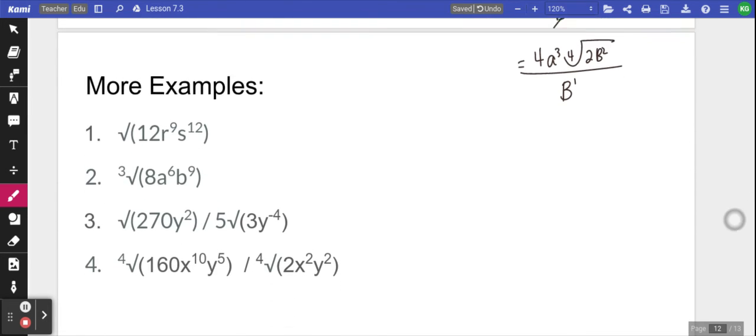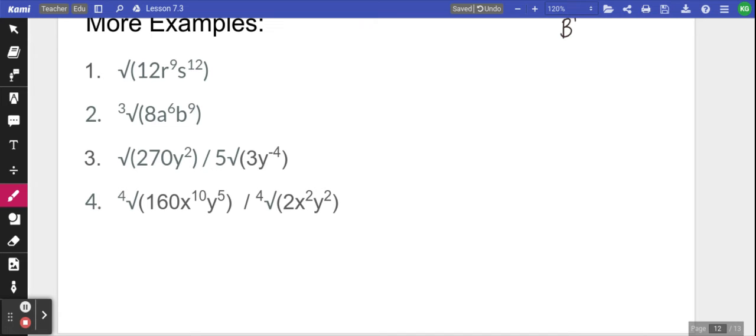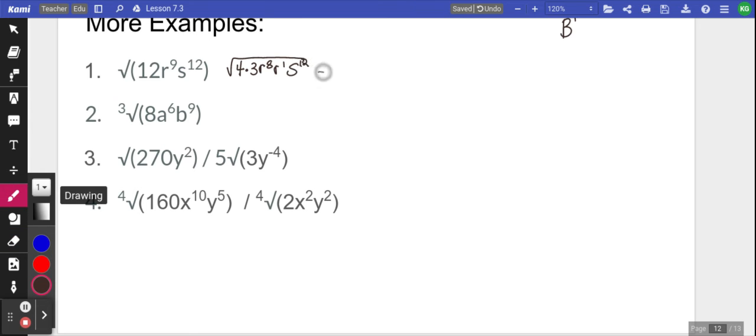The next one, I have the square root of 12, which I know is not a perfect square, so I'll do 4 times 3. R9, you can't divide it by 2, so I'll do R8, R1. And S12 is fine to be divided by 2. Okay, so the 4 comes out as 2. The 3 gets circled. R8 divided by 2 comes out as R4. R1/4 we don't want, so we leave that circled. And S12 divided by 2 would be S6. The square root would be left with 3R1.